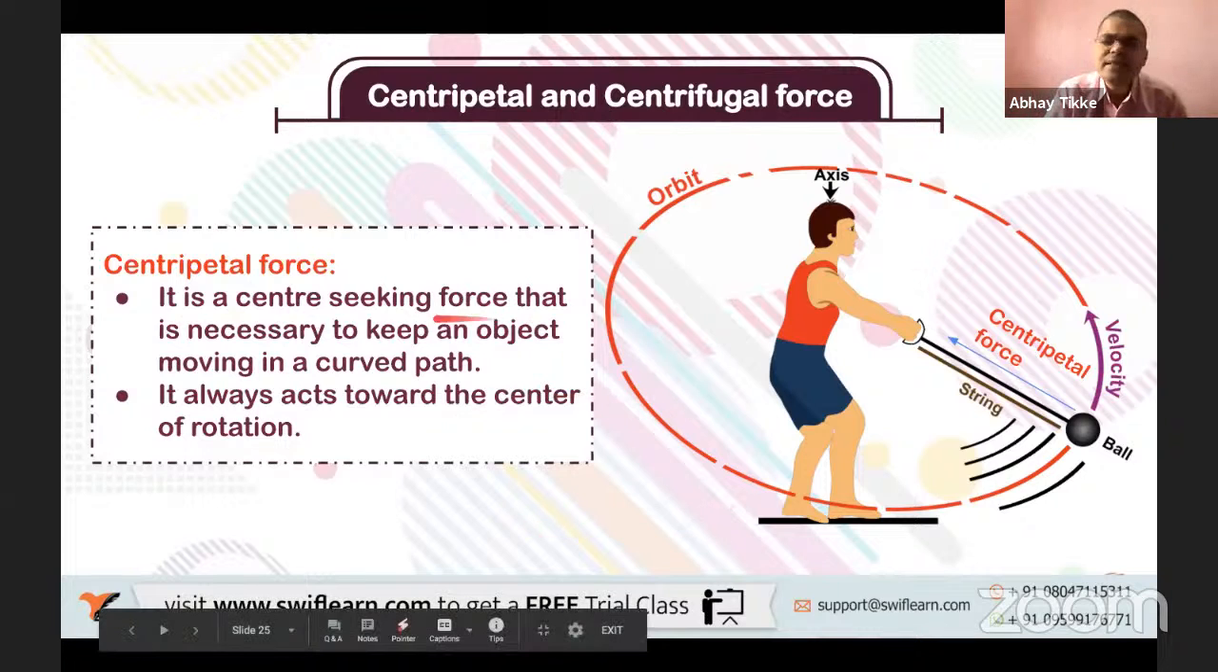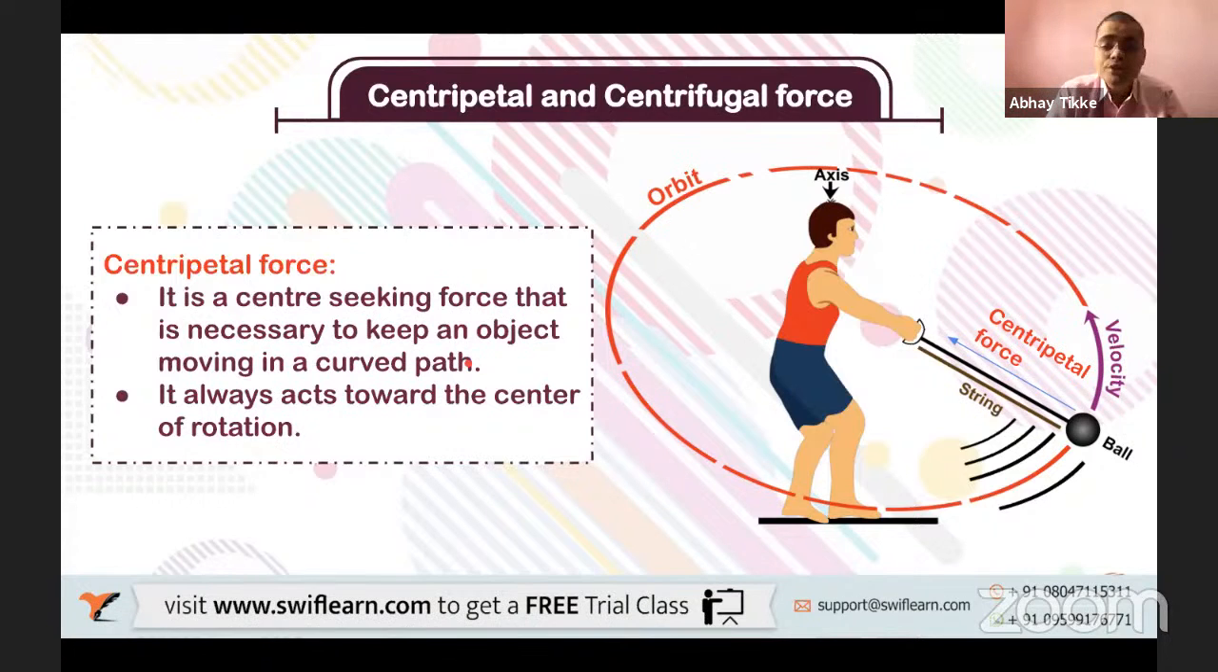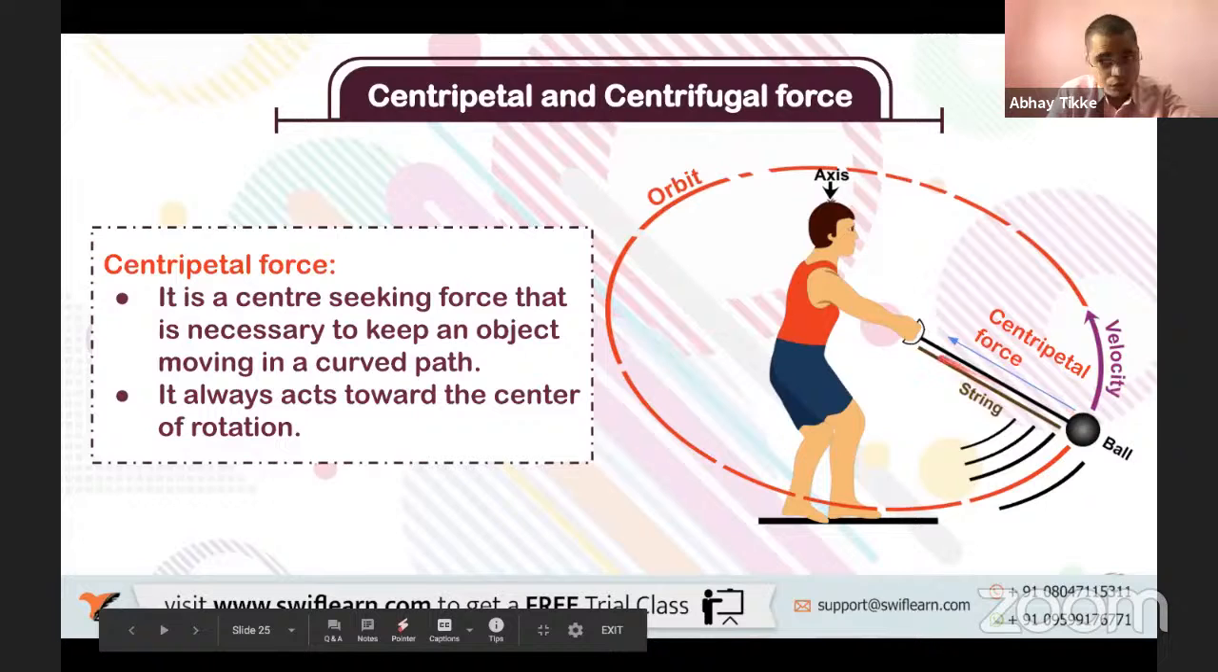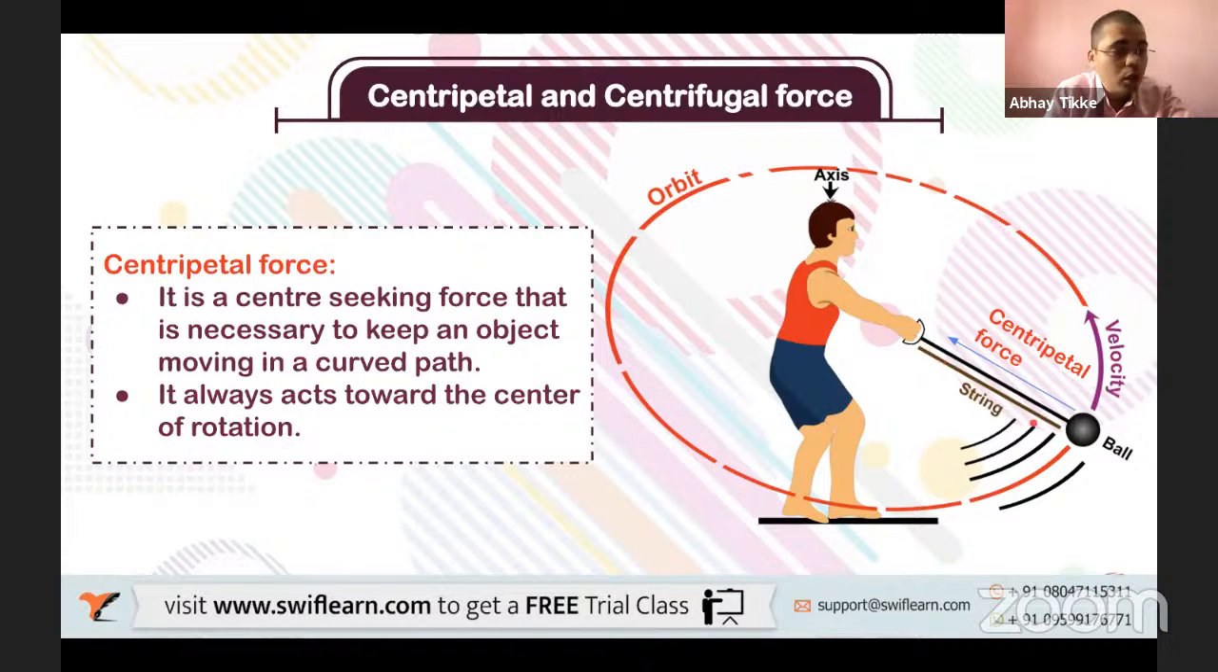It is a center-seeking force that is necessary to keep an object moving in a curved path, right? It always acts towards the center of rotation. Now you can see this, right? You take a ball, like stone, big ball you take, and hold it with the string. When you rotate this, there is a force applied by the ball on your hand. What force do you call that? That force is called as centripetal force.